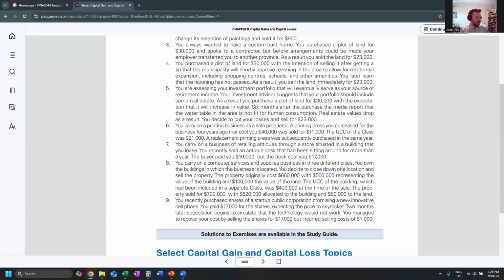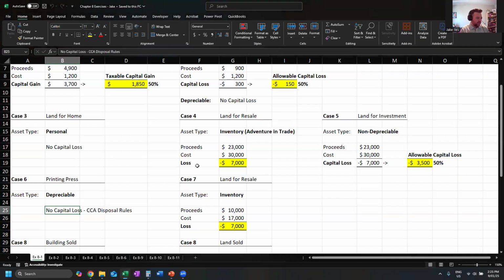Land for resale, you carry on a business. Oh no, that should be land for resale. Sorry, antique desk. Let me just change that quickly.